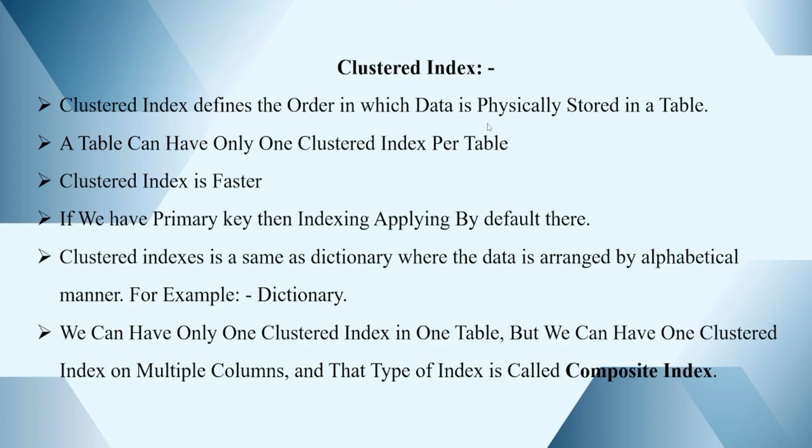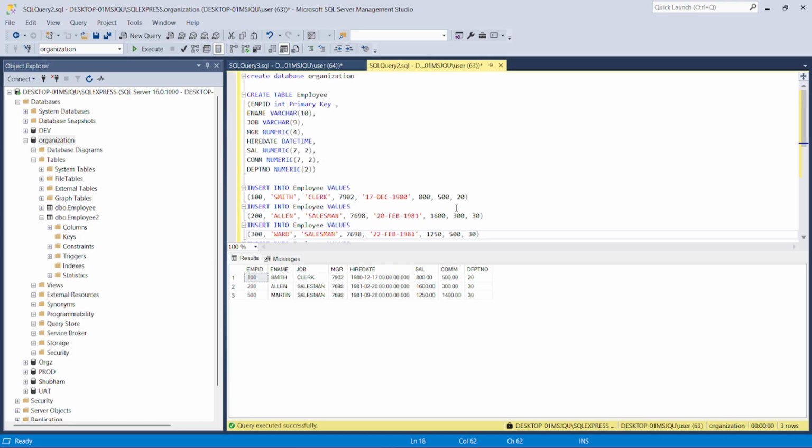Here in clustered indexing, data is physically stored in the same table. And if we have a primary key guys, the indexing is applied there by default. Now guys, let's learn a few more points about the clustered index. Let me go back to the SSMS screen, and now let's learn how to drop indexing here.